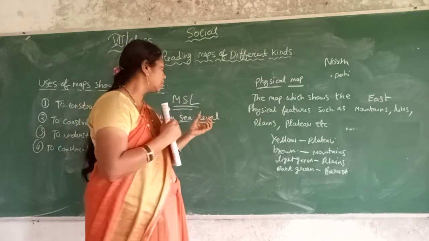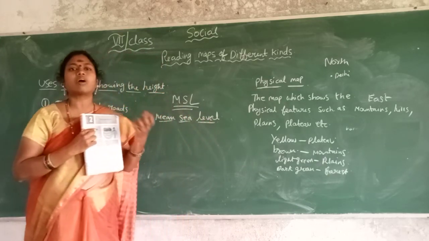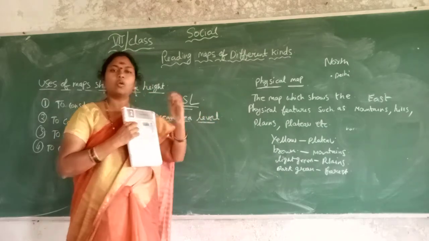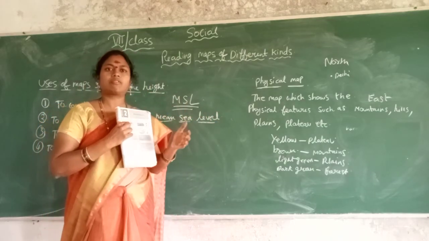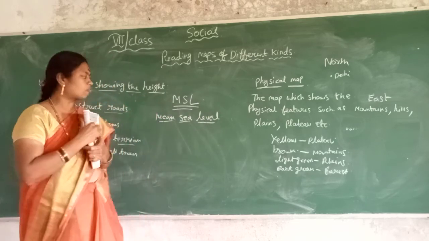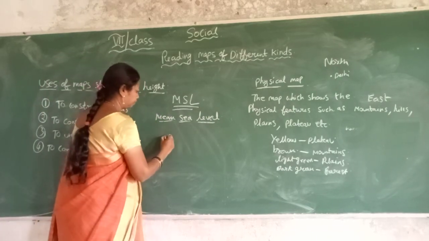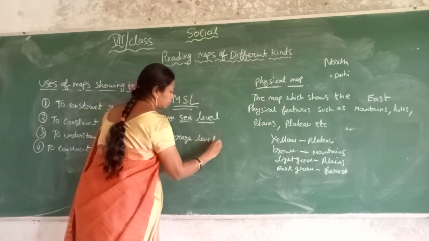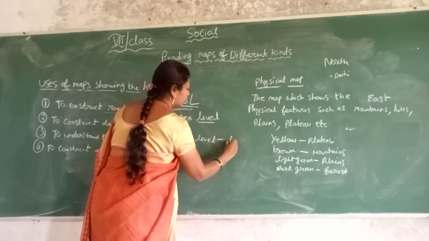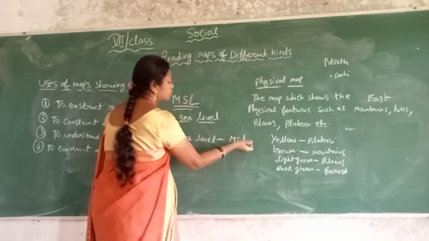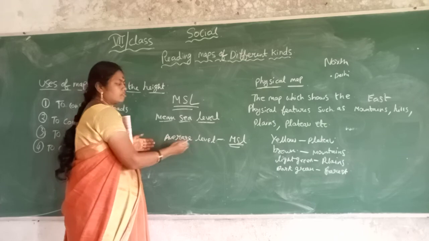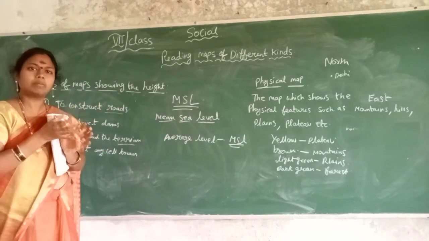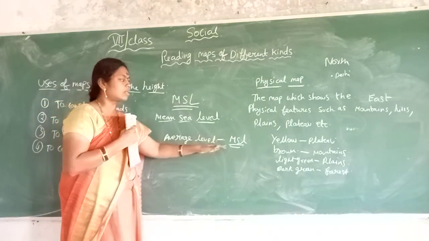So by seeing this, the scientists, after a lot of observation and study, came to one conclusion. They observed the low tides and high tides at frequent intervals, and they took one average level. One average level was set up, and this average level is known as MSL, that is mean sea level. They set up an average level from where you can calculate the height of any place, and this average level is known as MSL.